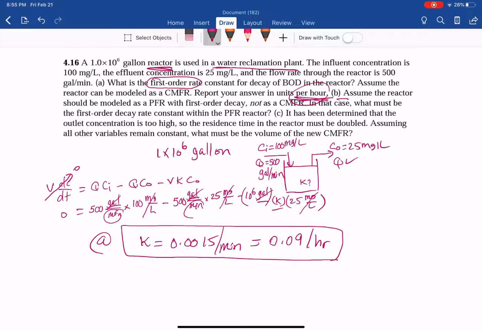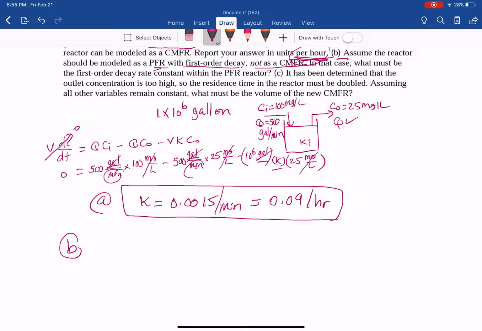B. Assume the reactor should be modeled as a plug flow reactor with a first order decay, not as a CMFR. So now we should put the equation for a plug flow reactor. C_out is equal to C_in e to the power minus kT. What is C_out? C_out is 25. What is C_in? 100 milligram per liter. e to the minus k, and what is T? T is unknown, so we have to find T.